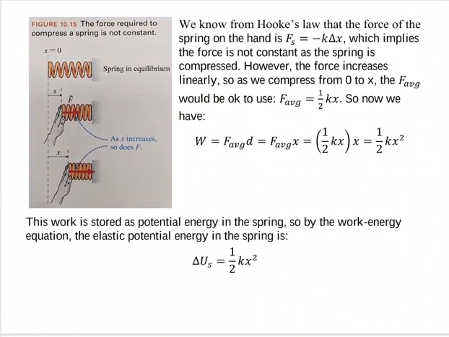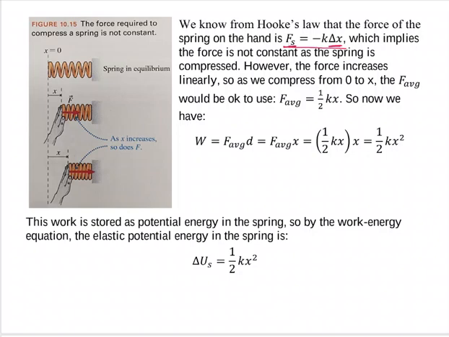The force required to compress a spring is not constant. As we compress the spring, it gets harder and harder to compress. As we stretch the spring, something else would be going on too. So we know from Hooke's law, from when we were learning about springs, that the force of the spring on the hand is this equation here, delta x being the distance that you compress the spring. That implies that the force is not constant because the farther I compress the spring, the greater the force must be.